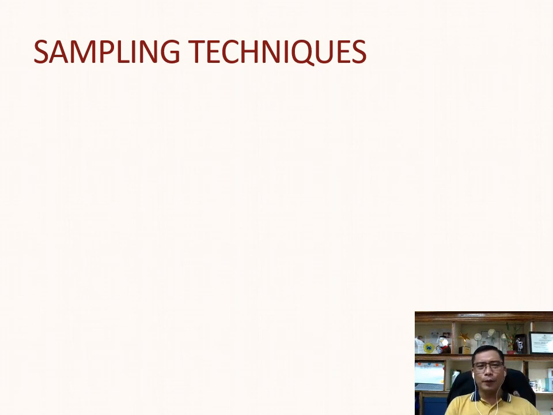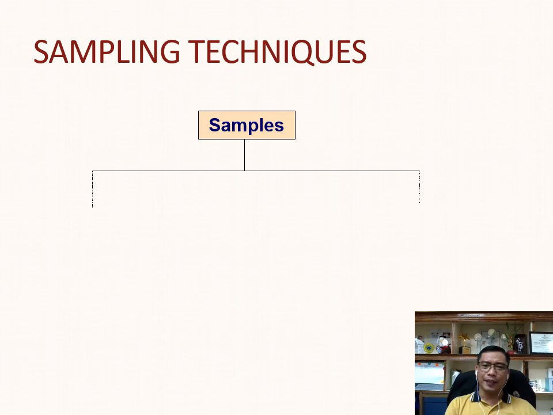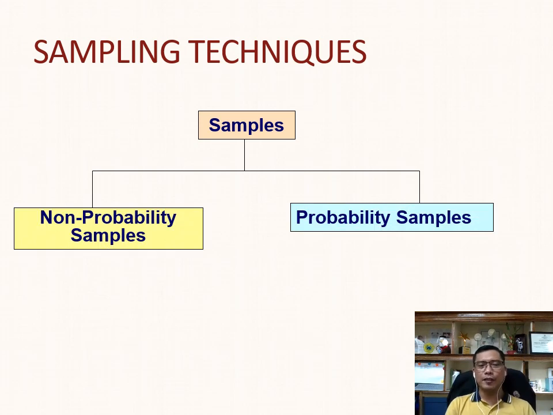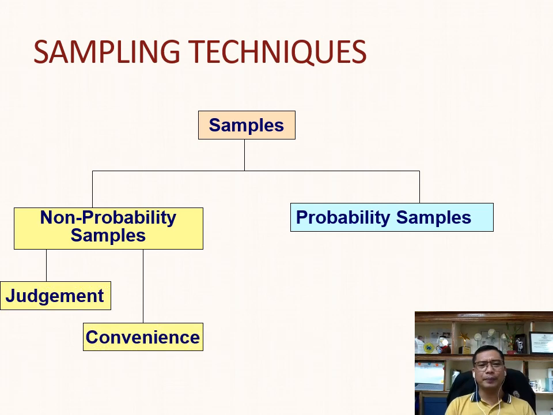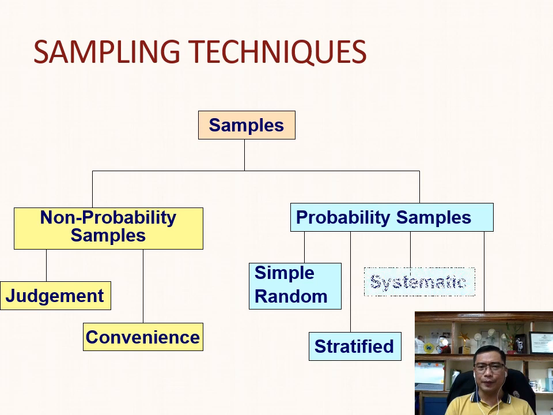Now, how about sampling techniques? This is very important because it is somehow connected to the idea of whether you should be using a parametric or non-parametric test, at least in the initial phase. There would be two general sampling techniques. First is non-probability and the other is probability. Samples of non-probability are judgment and convenience. Samples of probability are simple random, stratified, systematic, and cluster.